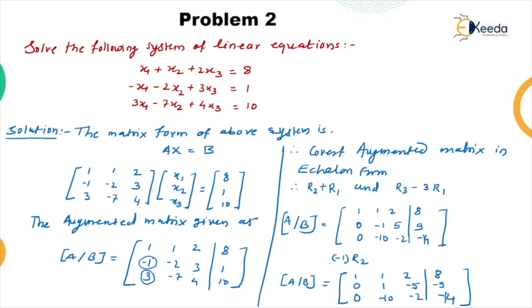Now your next target is to make this element 0. You have to make minus 10 a 0. So how to make it? Simply by using row R2, you have to make this minus 10 into 1. So you have to do R3 plus 10 into R2. Therefore my next row transformation is R3 plus 10 into R2.